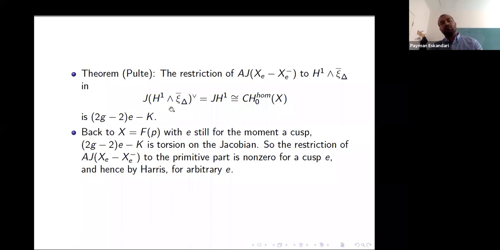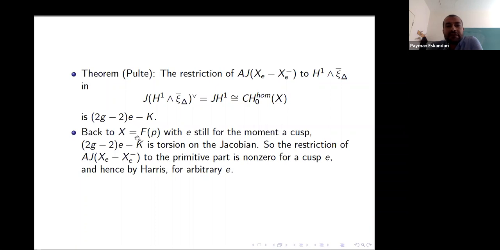And now, back to the case of interest for us, the Fermat curve. But for now, we're trying to get rid of the dependence on the base point. So far we've shown that the Abel-Jacobi of the Ceresa cycle is non-zero if the base point is a cusp, and we're trying to get rid of that hypothesis of E being a cusp. But for the moment, still assume that E is a cusp. Then this guy here being supported on the cusp is going to be a torsion point of the Jacobian, so tensor with Q, that just goes away.